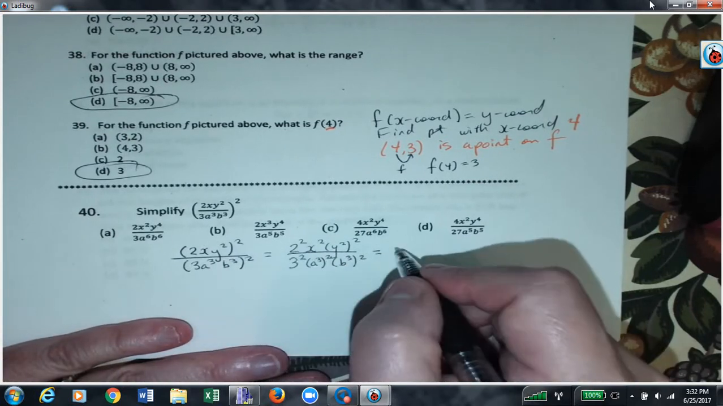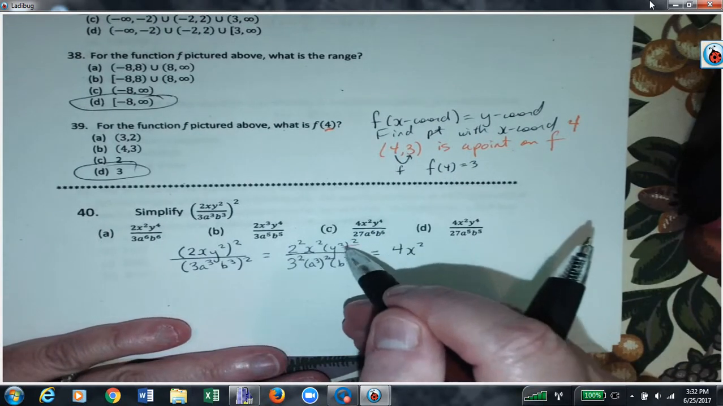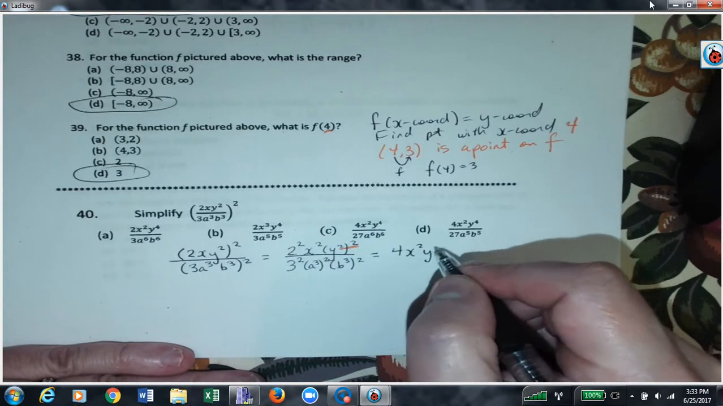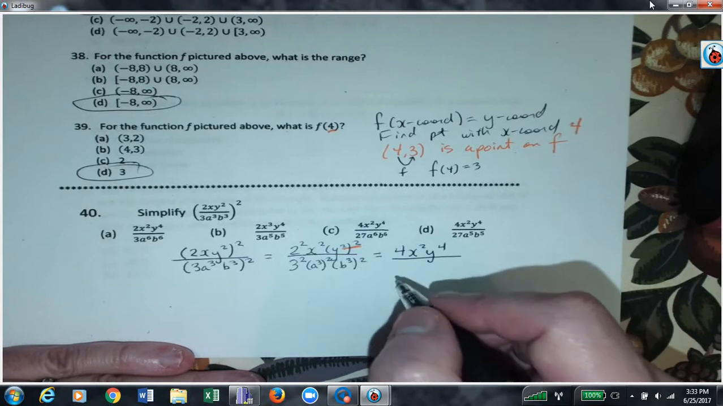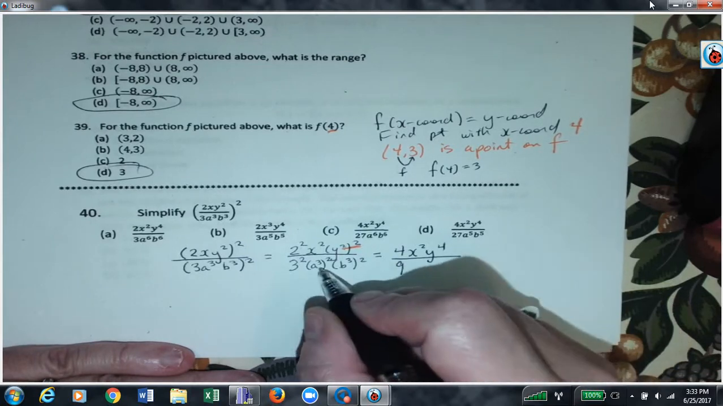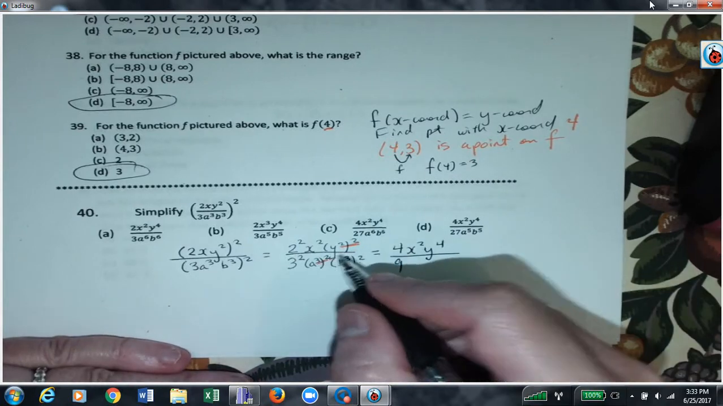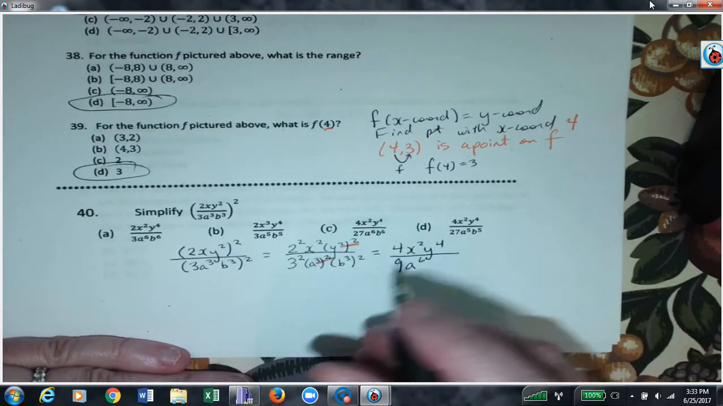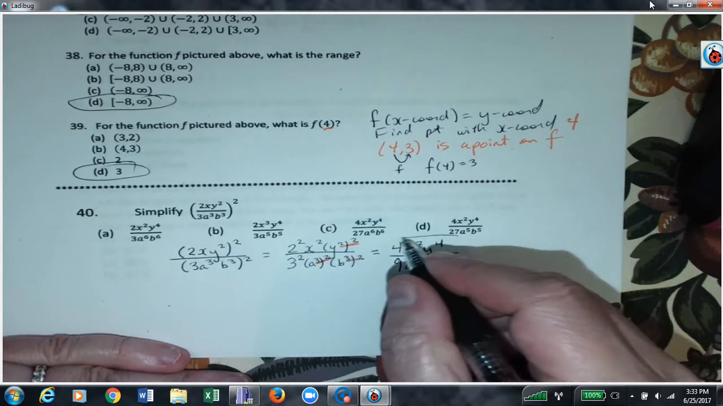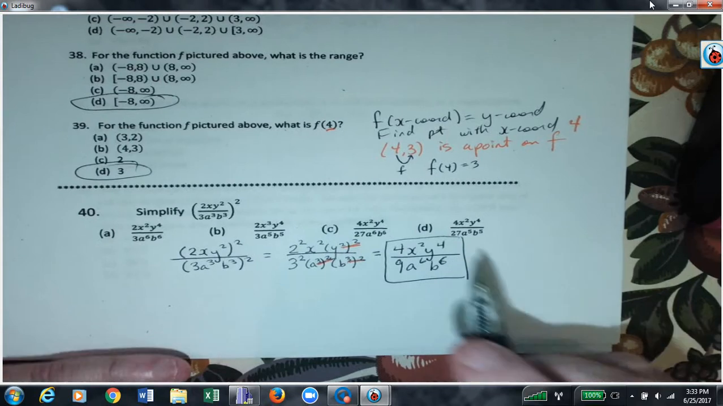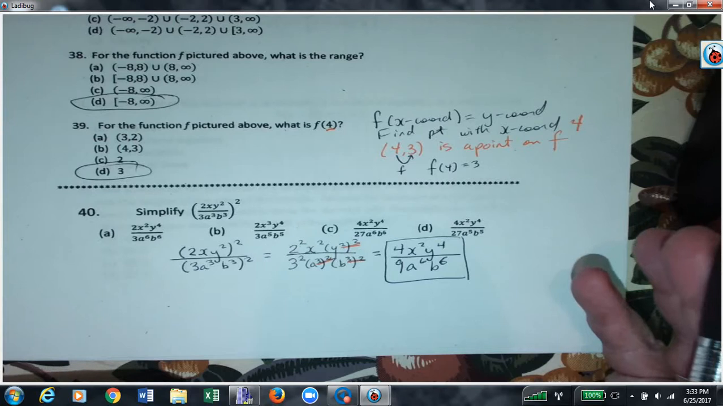2 squared is 4. And then the rule says I multiply those. 2 times 2 is 4. 3 squared is 9. And then the rule says I multiply those, which will be a to the 6th, and then b to the 6th. Now, have I got that anywhere? Actually, it looks like it's missing one.